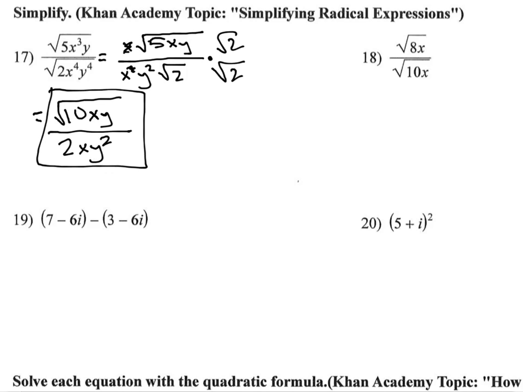We're pretty much done when there's no radicals left in the denominator and there's no variables we can reduce on top and bottom. And of course, no negative exponents.